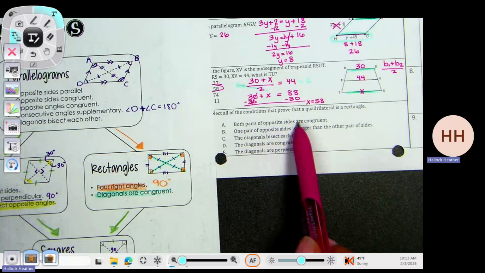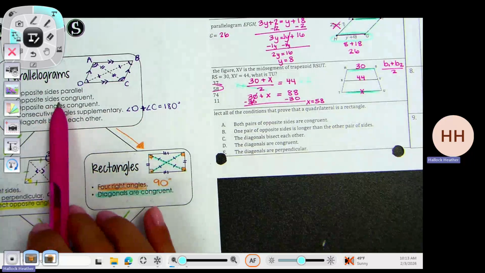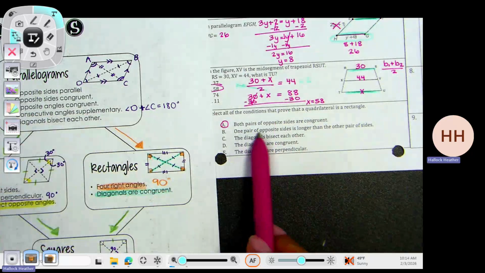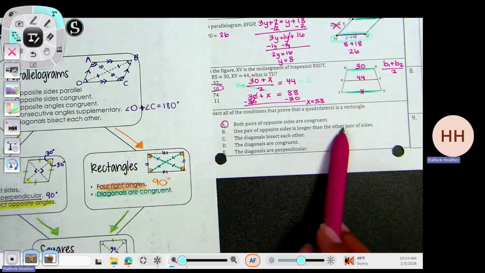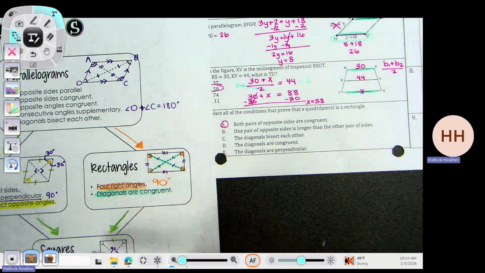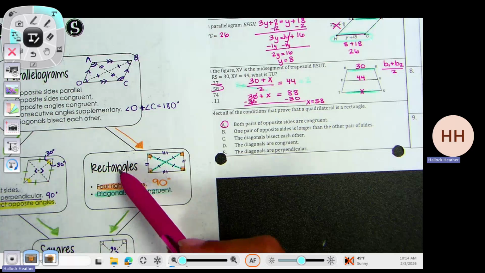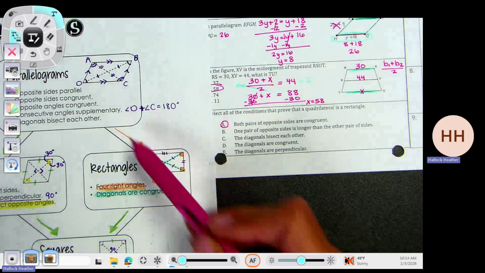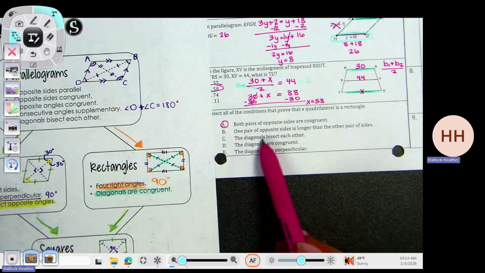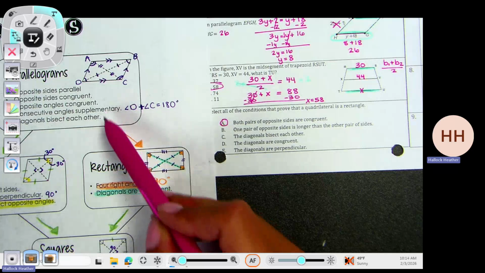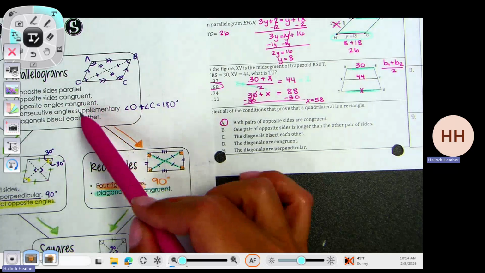So if it says both pairs of opposite sides are congruent, opposite sides are congruent. So that's true. One pair of opposite sides is longer than another pair of sides. That is technically true, but we do not circle it because it's not one of our properties, because technically a square is also a rectangle and a parallelogram. And so that does not count. It's not one of our things in our two boxes. The diagonals bisect each other. That is one of our things. I'm sorry. So diagonals bisect each other.